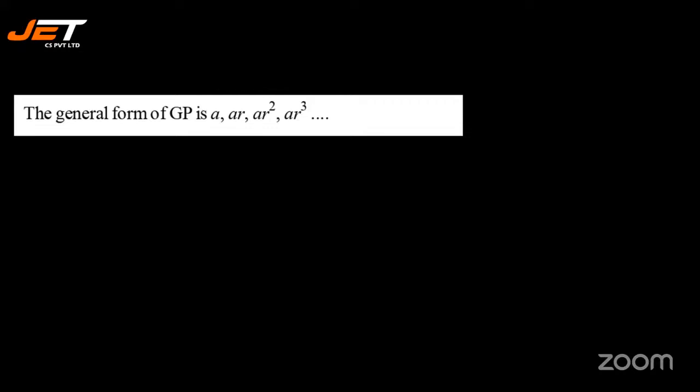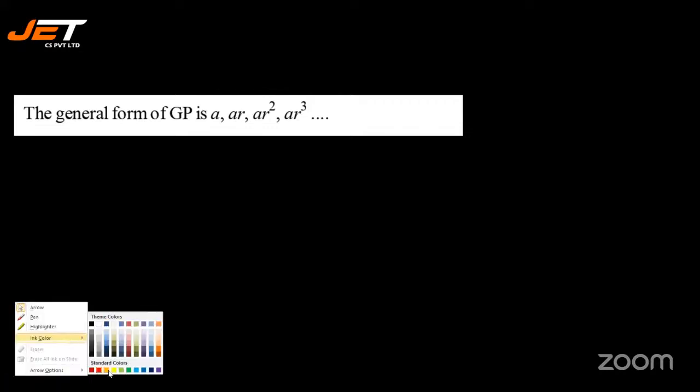So now how do you find out the common ratio? The second term divided by the first term. Let me just explain it. Now this is the first term, second term, third term, fourth term. So you have to divide the second term by the first term, whereby your common ratio is R.